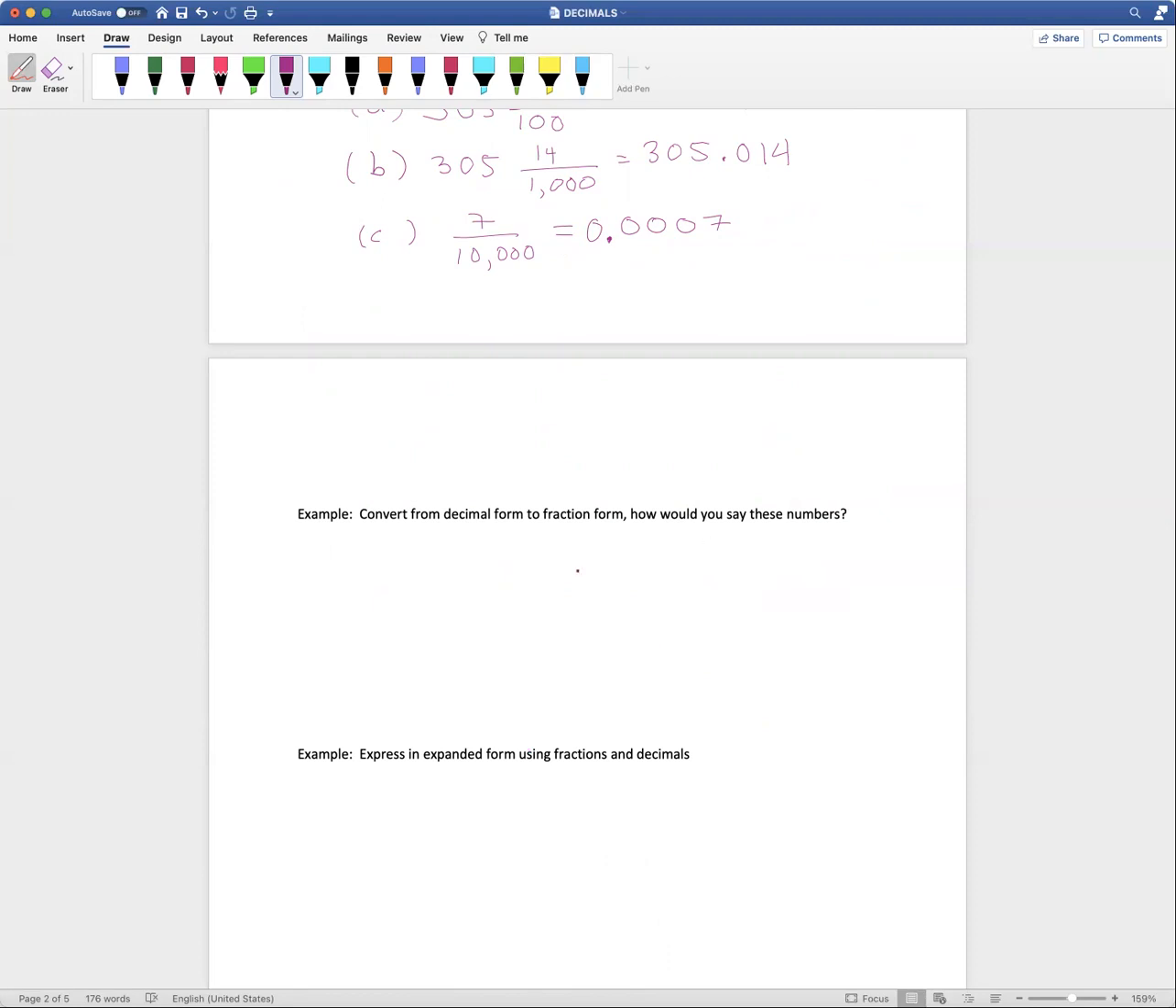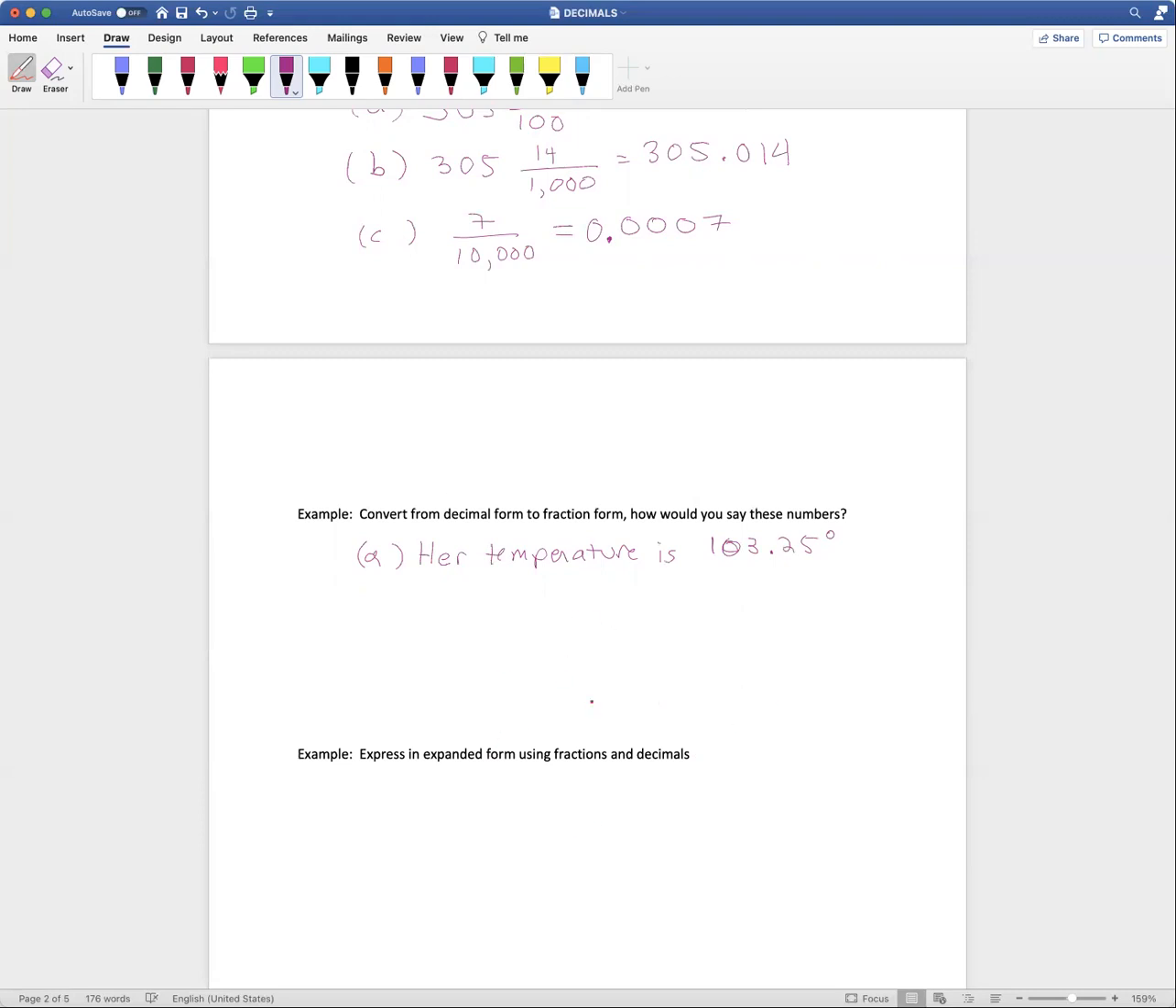So how do we convert from decimal form to fraction form? Let's see if you can do this kind of quickly. We're just going to pull up two or three examples here, converting from decimal form to fraction form. Let me write a real world example. Her temperature is 103.25 degrees.